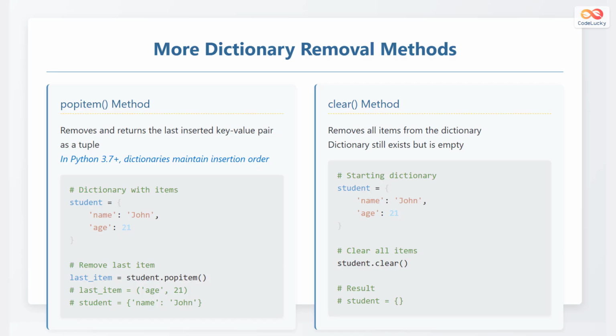On the left-hand side, we have a dictionary that has the keys name and age. When we apply the popitem method, the last inserted item, which is the age, gets removed. On the right-hand side, we have the student dictionary. Using the clear method, all the key value pairs from the dictionary are removed.